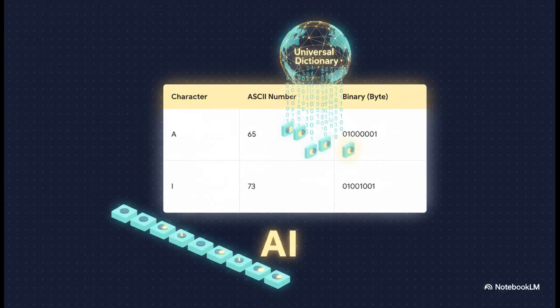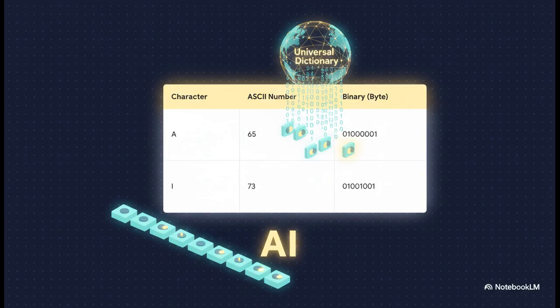So let's see how this works in the real world. Take a look at this table. In the ASCII dictionary, the uppercase letter A is assigned the number 65. The letter I gets the number 73. Machines then take these numbers and convert them into binary. Now, a standard block for a single character is a group of 8 bits, which we call a byte.